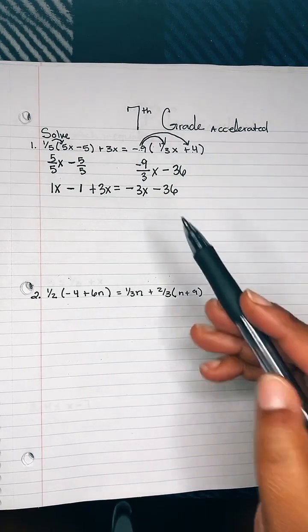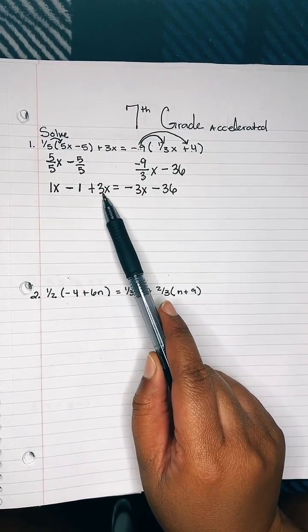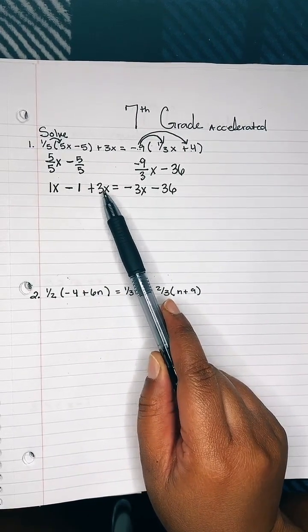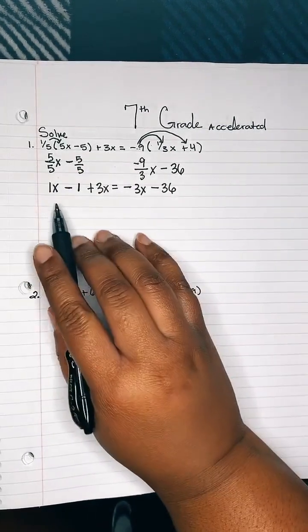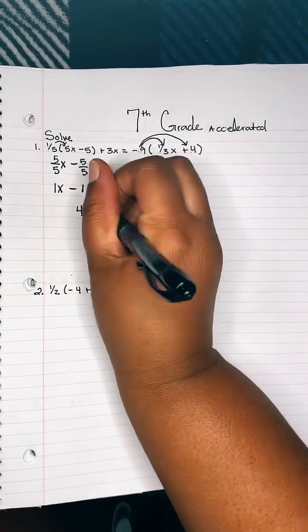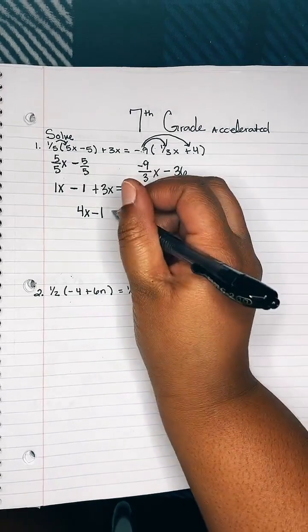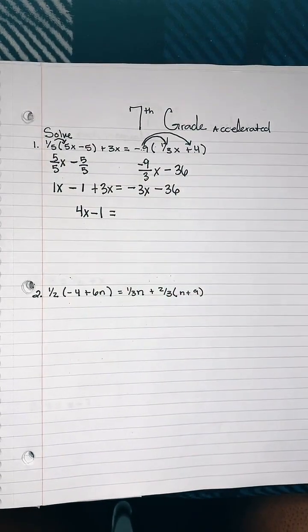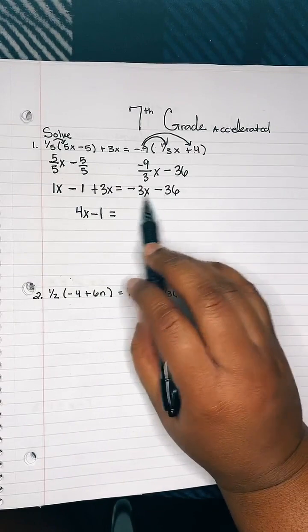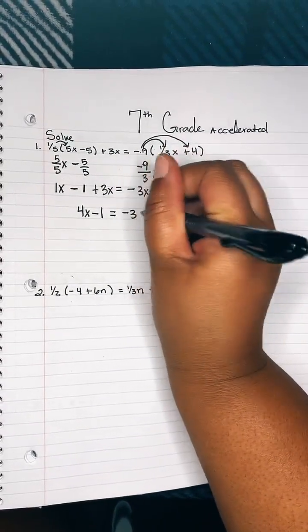Oh, thank you. So here we're going to do 1x plus 3x. Thank you, Israel. Thank you, Sarah. And 1x plus 3x's gives us 4x minus 1. Mo, thank you for the galaxy. Thank you. And then we're going to drop down this negative 3x minus 36, okay?